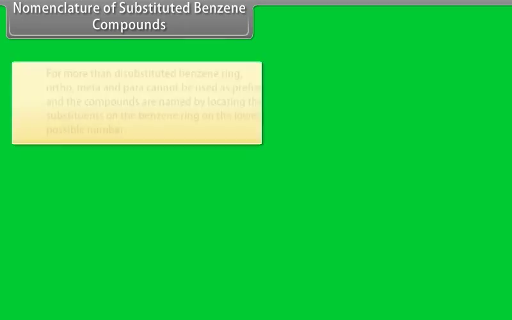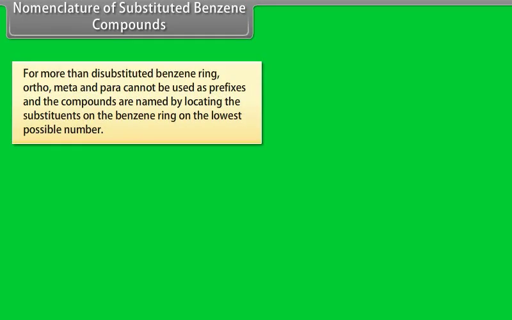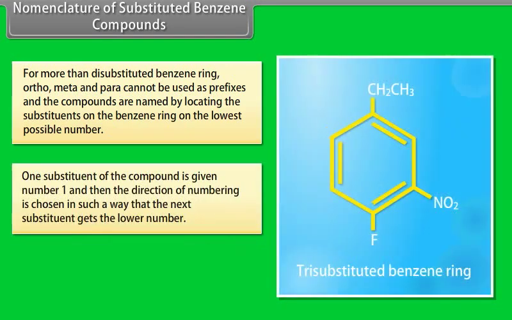Nomenclature of substituted benzene compounds. For more than di-substituted benzene rings, ortho, meta, and para cannot be used as prefixes, and the compounds are named by locating the substituents on the benzene ring at the lowest possible numbers. One substituent of the compound is given number 1, and then the direction of numbering is chosen in such a way that the next substituent gets the lower number.